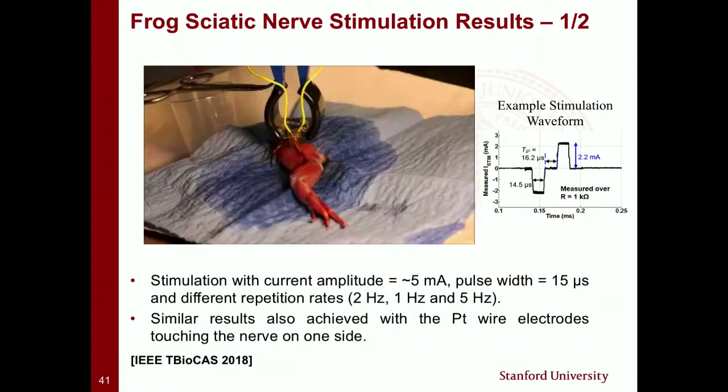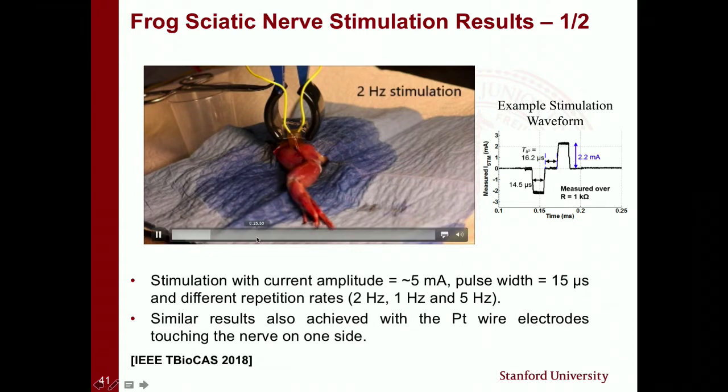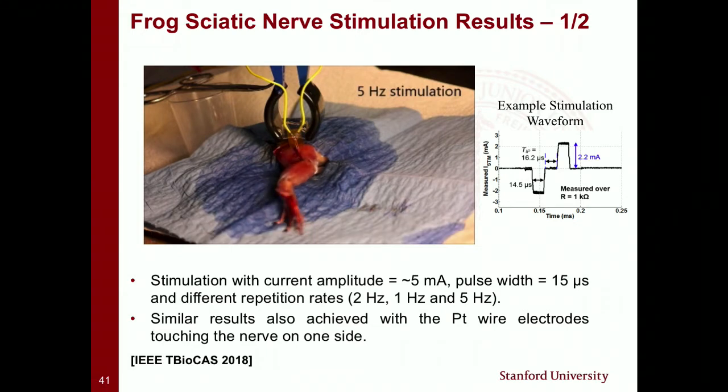So this video is supposed to show, if I can play this, the response. We're looking at different pulse sequences on a sciatic nerve of a frog, and looking at whether the power levels are sufficient to stimulate the nerve. We're looking at 1 hertz, 2 hertz, and we go all the way to about 5 hertz of stimulation in this particular application. So the power levels are sufficient in this ex vivo demonstration to stimulate the nerve.